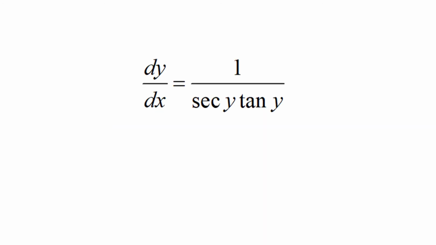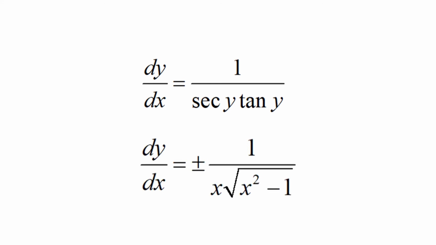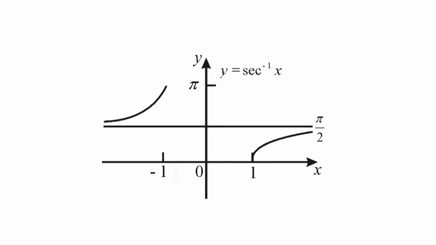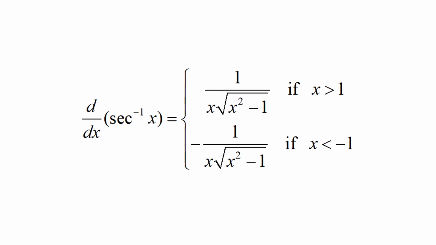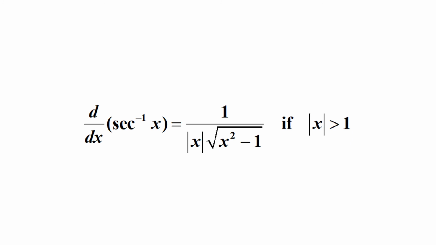Using the above two equations, dy by dx equals 1 by sec y into tan y gives dy by dx equal to plus or minus 1 by x into square root of x square minus 1. By looking at the graph of y equal to sec inverse of x, it can be seen that for mod x greater than 1, the slope of the graph is always positive. Hence, d by dx of sec inverse of x equals 1 by x into square root of x square minus 1 if x is greater than 1, and minus of 1 by x into square root of x square minus 1 if x is less than minus 1. With absolute value, we can write the above equations in a single formula: d by dx of sec inverse of x equals 1 by mod x into square root of x square minus 1 if mod x is greater than 1.